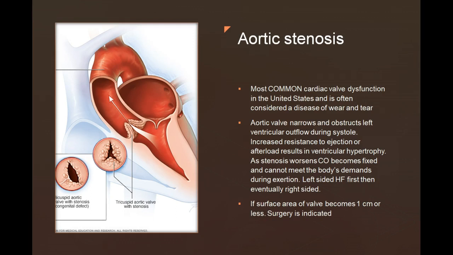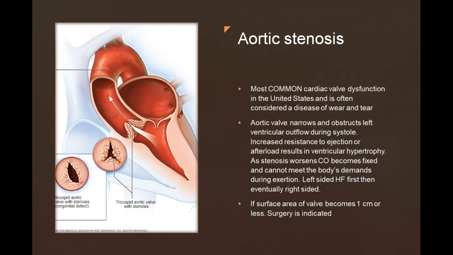Aortic valve stenosis, just like mitral valve stenosis, is a narrowing and obstruction of the left ventricular outflow during systole. So anytime you have this narrowing or you have a resistance with the flow, you're going to have an increase in the pressures. When the pressure increases, you're going to end up having ventricular hypertrophy.